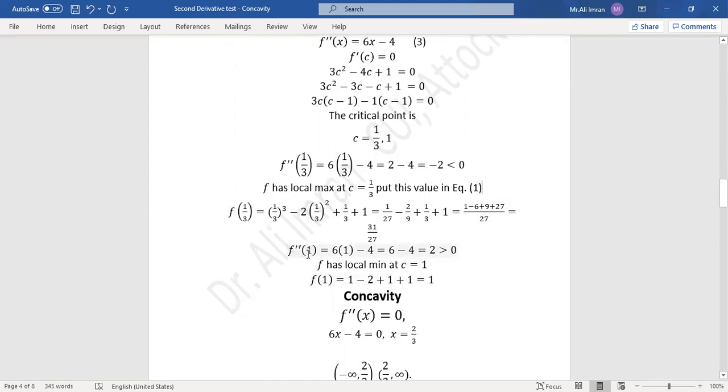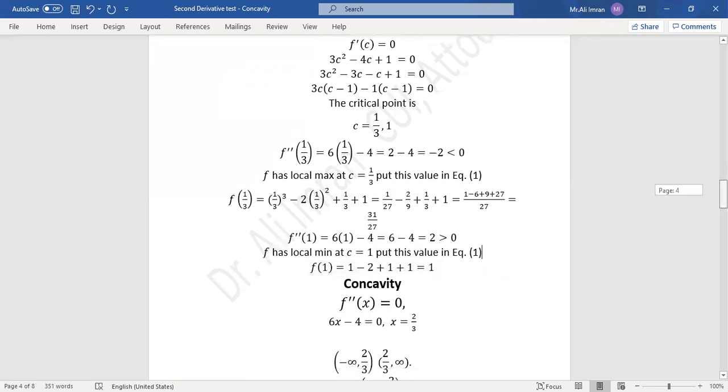If we put f double prime of c is equal to 1 in f double prime of x, f double prime of 1 is equal to 6 into 1 minus 4, which after simplification we have value 2, which is greater than 0, which signifies that f has a local minima at c is equal to 1. Now, in order to find this local minima, we will put it into equation number 1. F of 1 is equal to 1 minus 2 plus 1, which is equal to 1. This is the local minima of f.